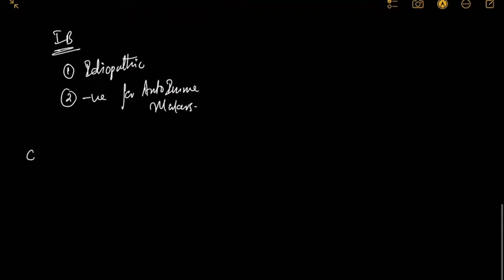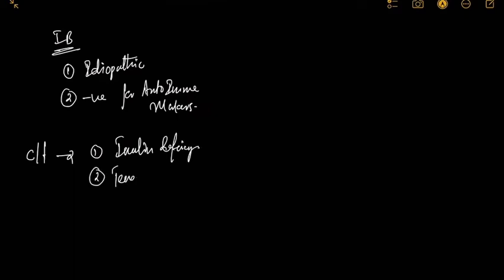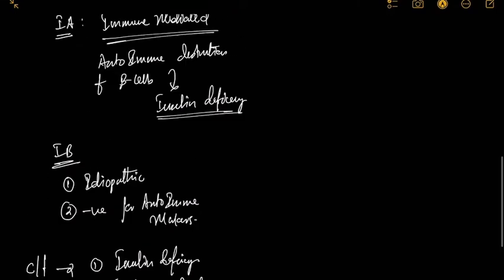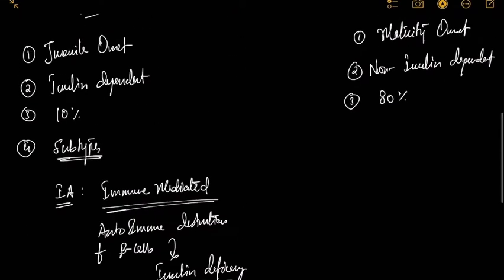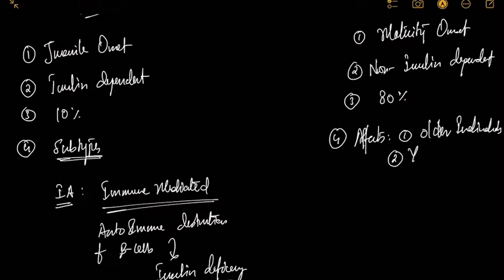The clinical features for type 1 are insulin deficiency and a tendency to develop ketosis. Now let's come to type 2. Type 2 affects older individuals and also young obese individuals.